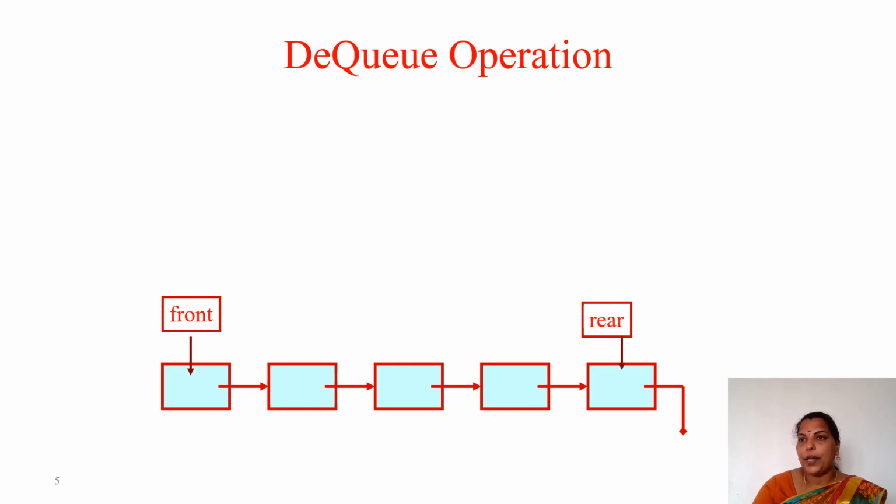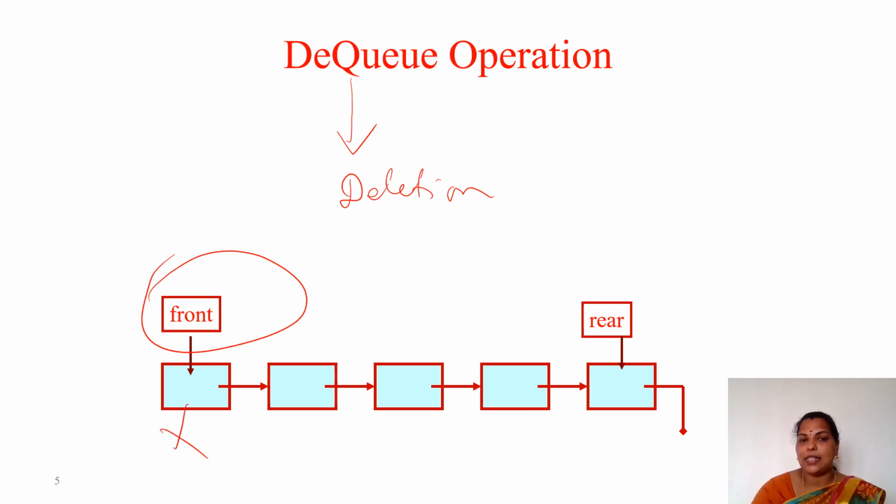Next is the DeQueue operation. Where we are deleting an element, we always perform the deletion operation at the front. Deletion happens always at the front only. So in order to delete, the front means the first element, our first node only we are going to delete. In order to delete it, we have to free that particular node, and we have to make the front pointer point to the next node. This way only we are performing the deletion operation or DeQueue operation.